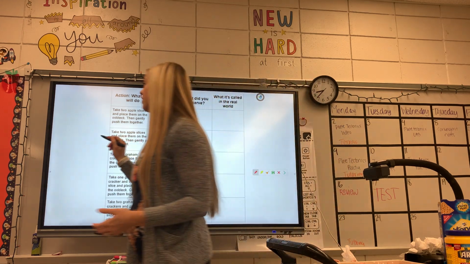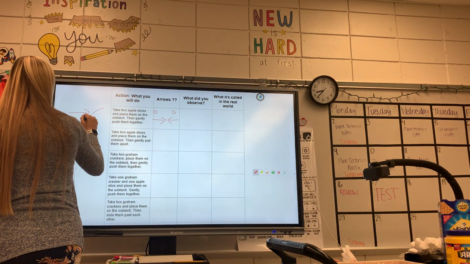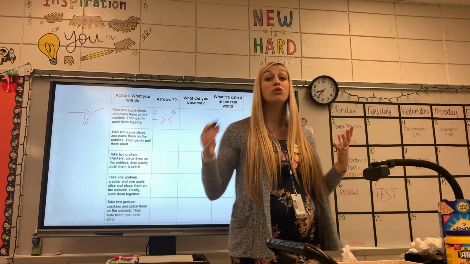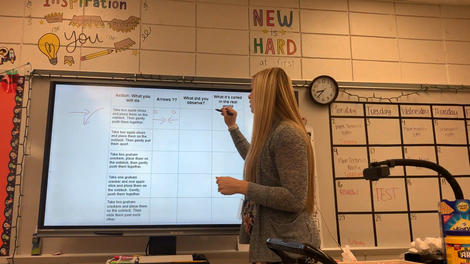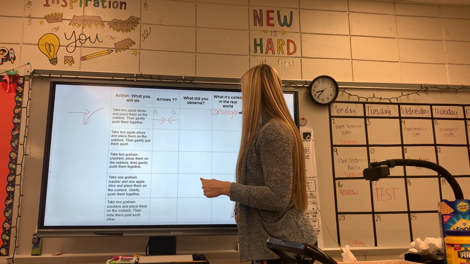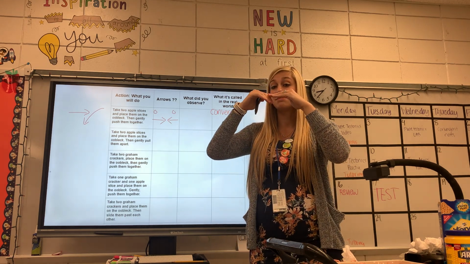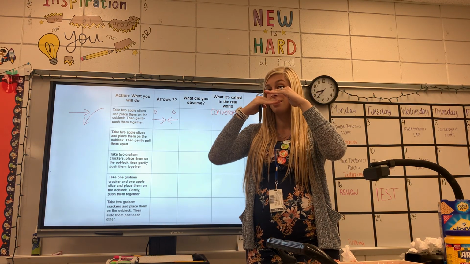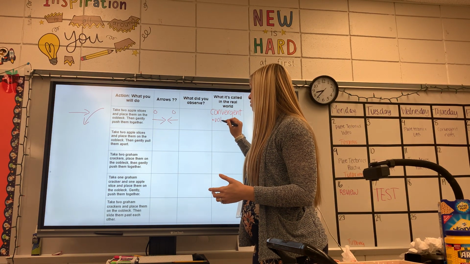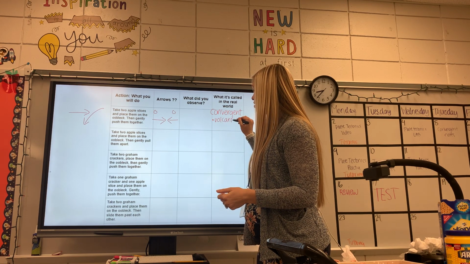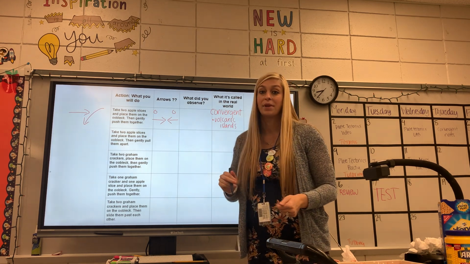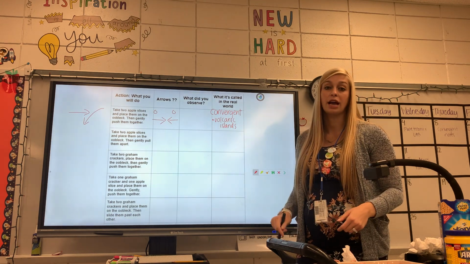And really my arrows, if I could draw them, would look like this because one went under the other. In the real world, this movement colliding is called convergent. In the real world, what does this make? Remember that extra magma comes up, it makes volcanic islands. My handwriting looks terrible there, but Convergent, Volcanic Islands.